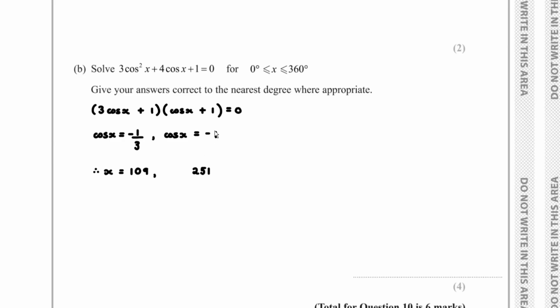Now, if I work out the value of x from cos x equals negative 1, I get 180. So x equals 109, 180 and 251 in this domain.